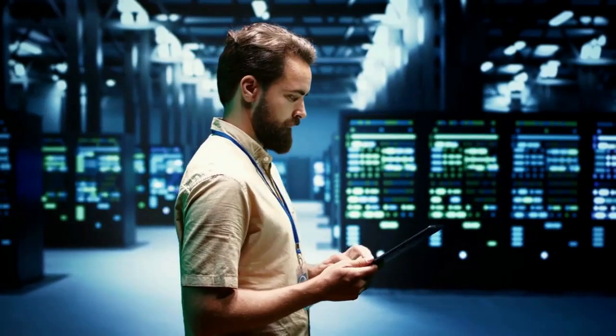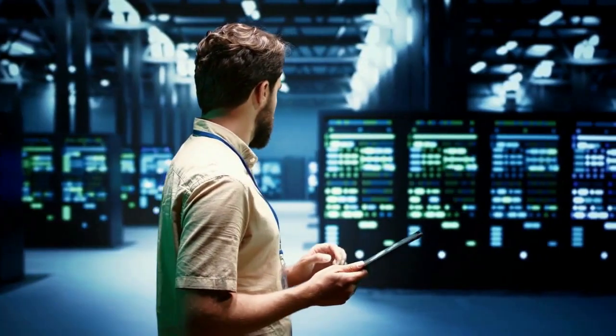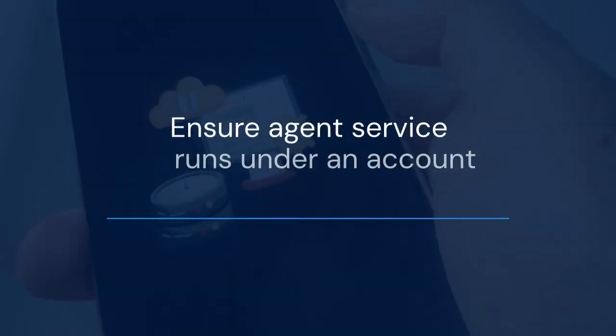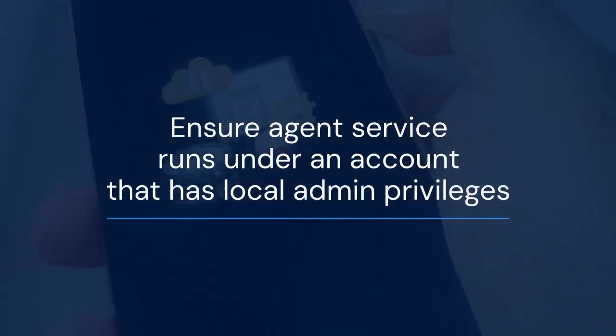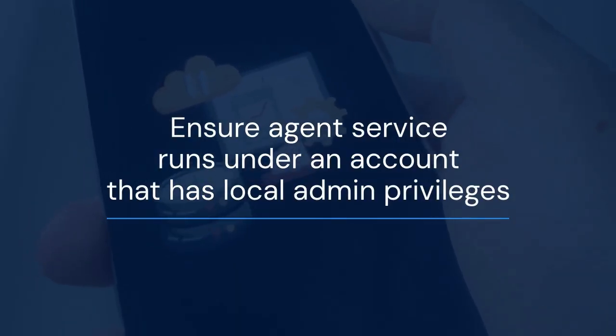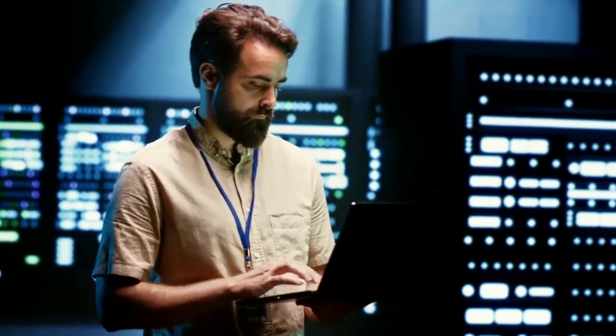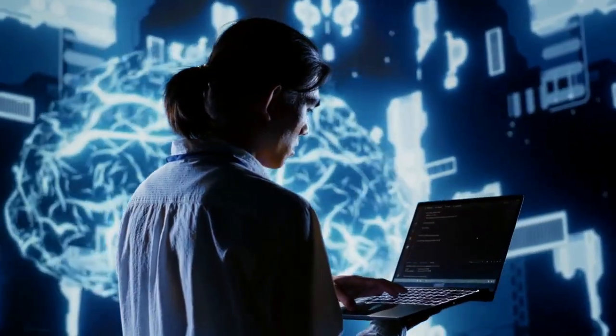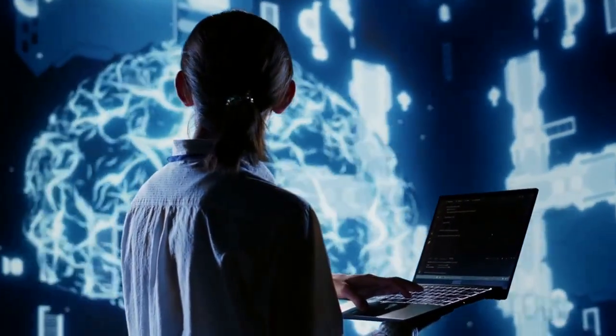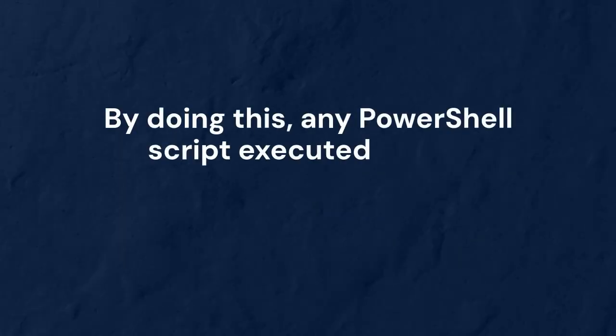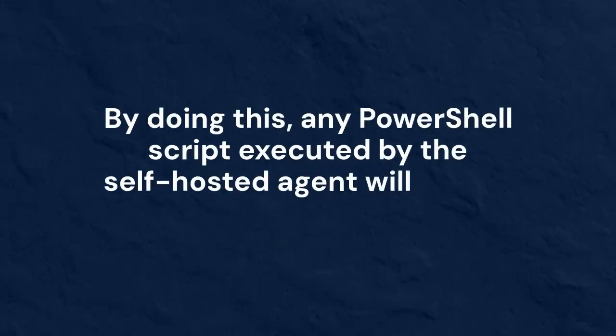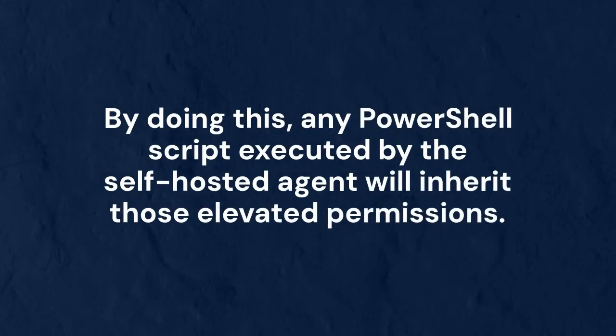The key step here is how you install and configure this agent. When you set up the self-hosted agent, you must ensure that the agent service runs under an account that has local administrator privileges on that machine. This could be the local system account, which inherently has high privileges, or a dedicated service account that you have explicitly granted local administrator rights. By doing this, any PowerShell script executed by this self-hosted agent will inherit those elevated permissions.